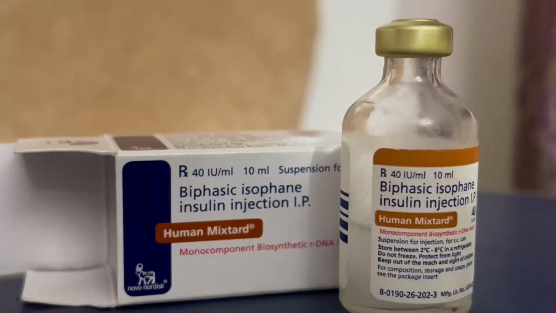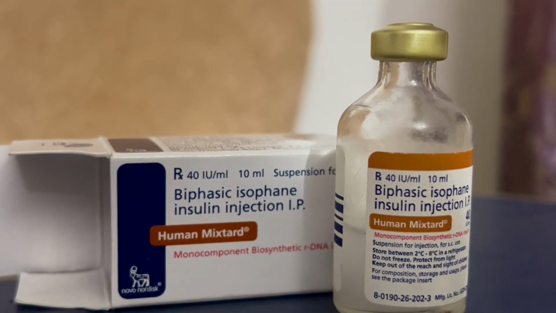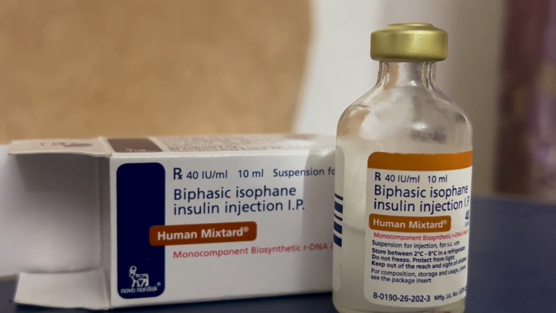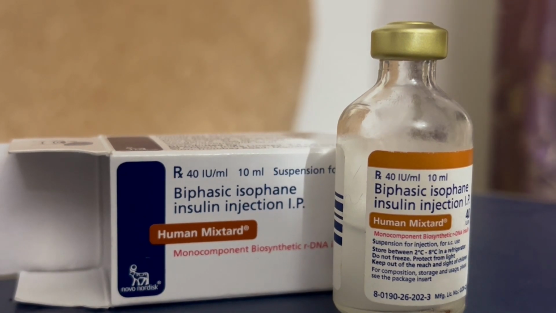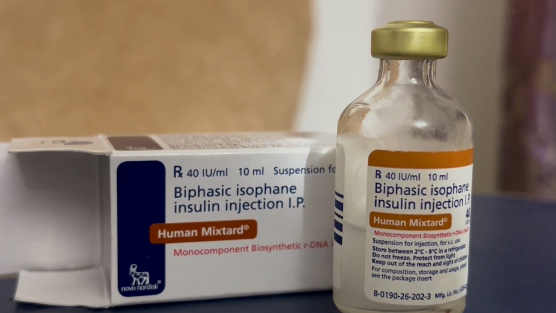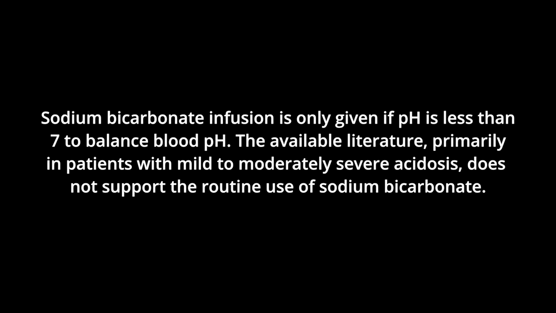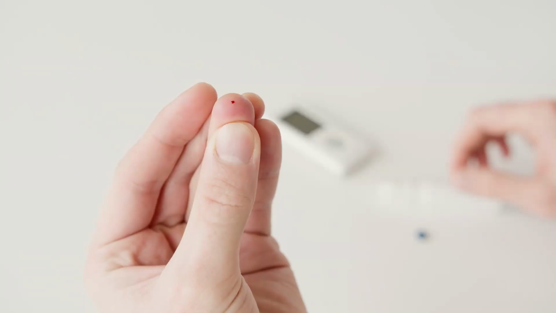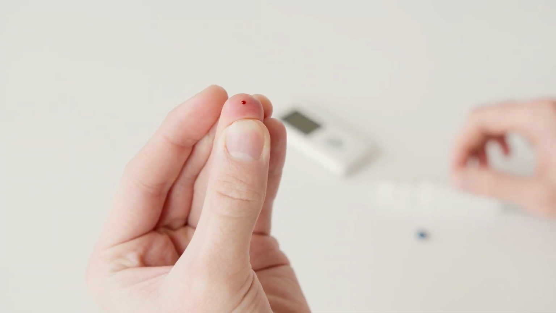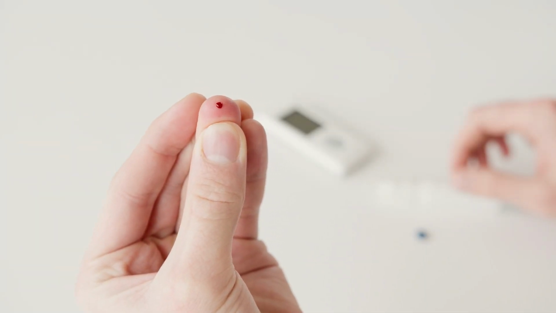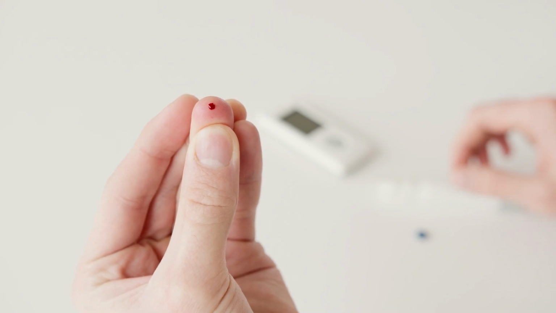IV infusion of regular insulin is administered until ketoacidosis is corrected. Potassium and phosphate are replaced as needed. Sodium bicarbonate is generally not required, however, it is given if blood pH is less than 7. Periodical monitoring of blood glucose, blood gas analysis, serum urea and creatinine is a must for such patients.